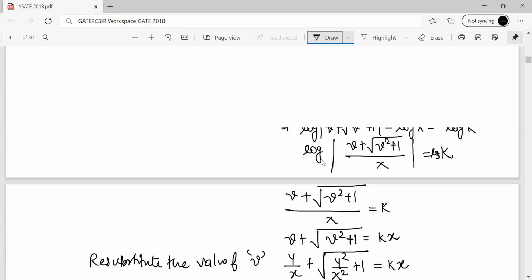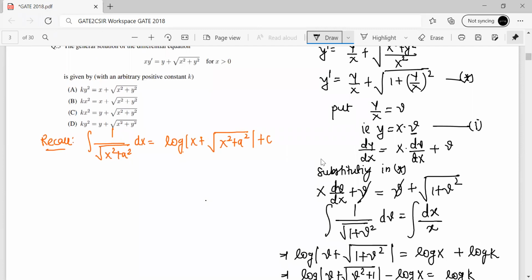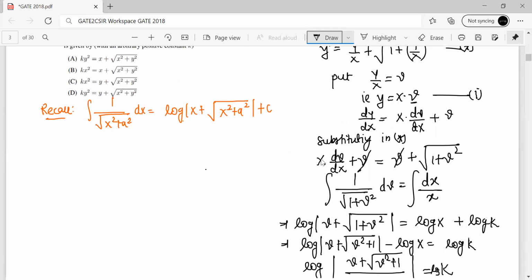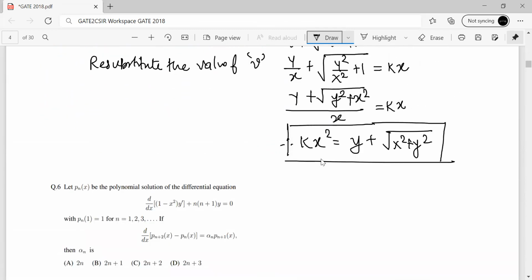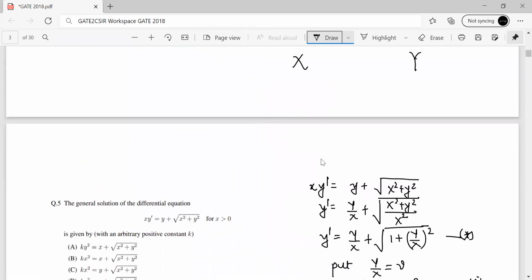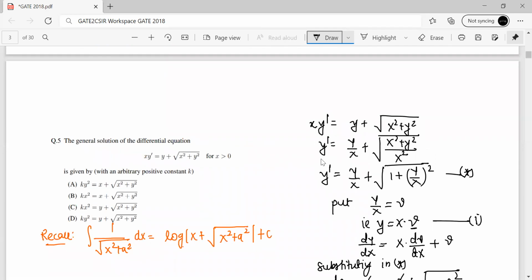And if you see, it matches with the option kx square equal to y plus under root x square plus y square. I think this should be the correct one. Yeah, so C is the correct option.